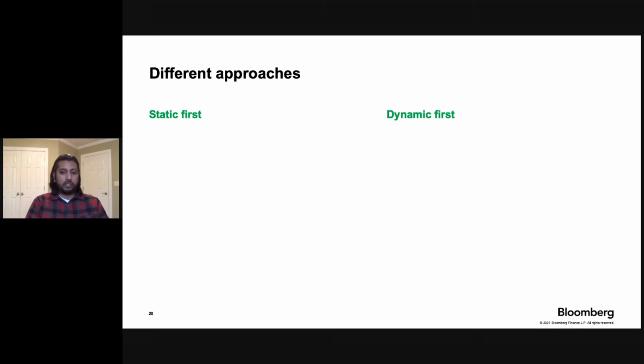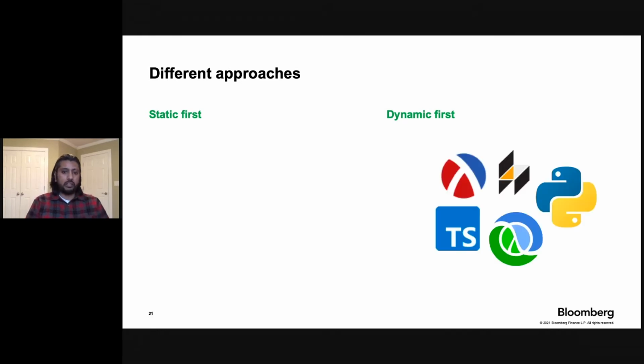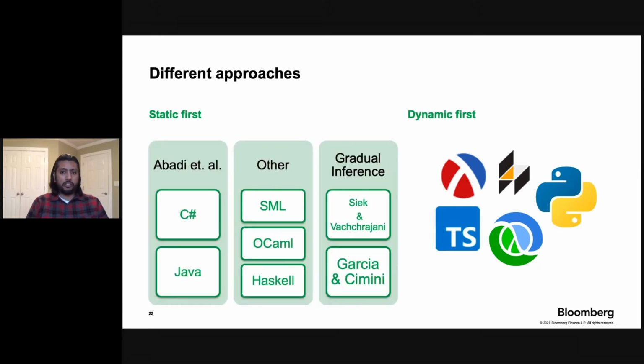Examples of languages that were developed with a dynamic first approach are TypeScript, Typed Racket, Hack, variants of Python, Clojure, etc. On the other hand, with the static first approach, it's an observation that there seem to be fewer mainstream static languages that introduce this notion of gradual types as defined by Siek and Taha. Of course, they have some support for dynamic types.